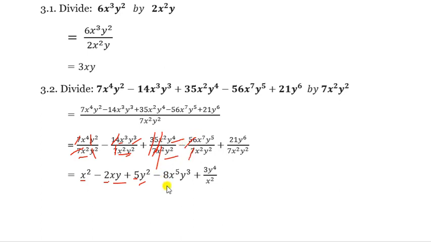Now the next one also, you can see 7 and 56. It will be 8, x to the power 5, y to the power 3. And here you can see 7 and 21, it is 3. And here y to the power 6, and here y to the power 2. So if we divide, it will come y to the power 4, and in the denominator x square will be left. So that's why x square will be in the denominator. So with the help of exponent and power you can solve this.